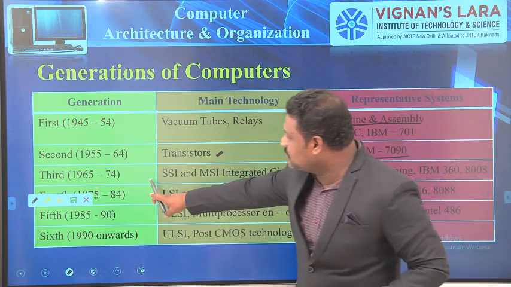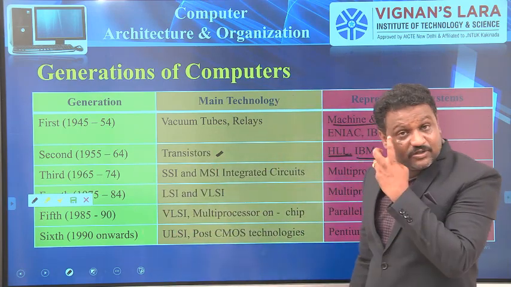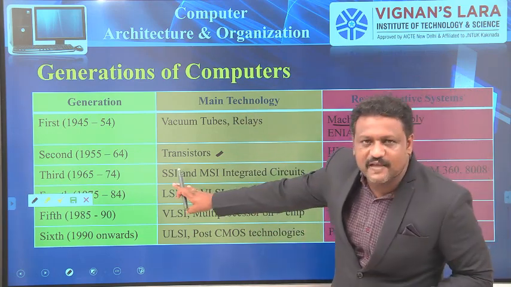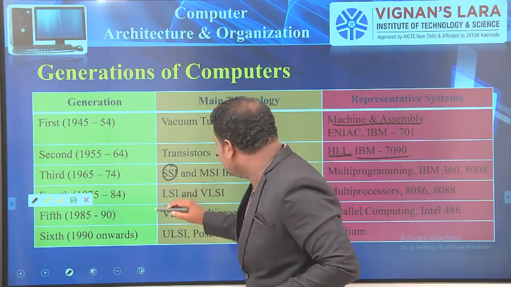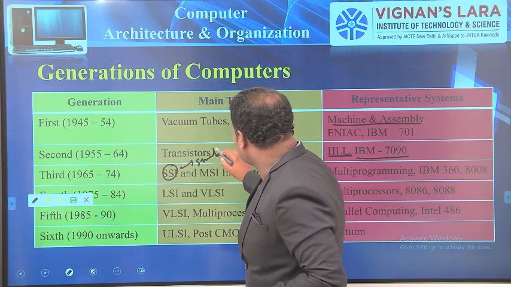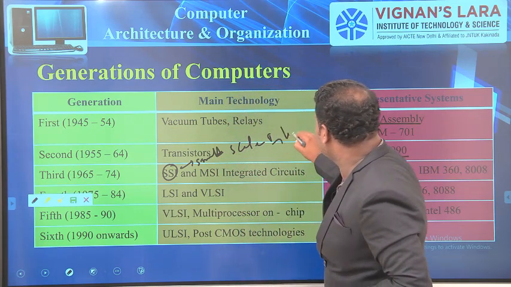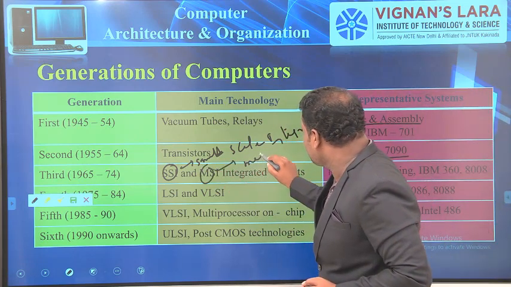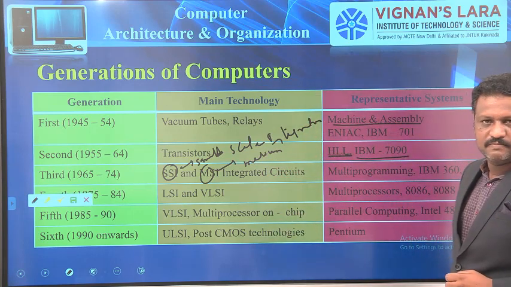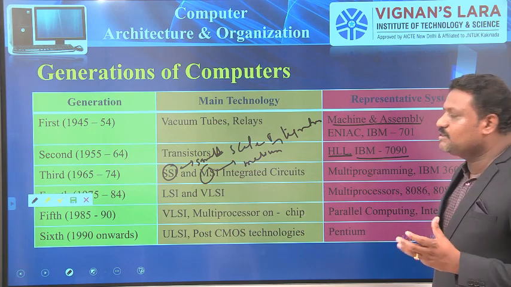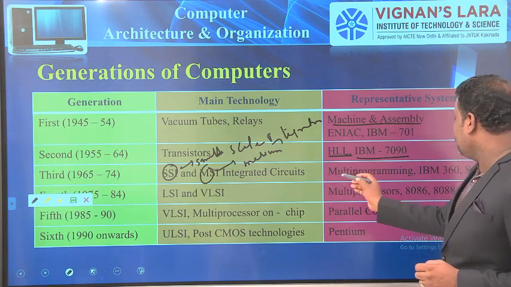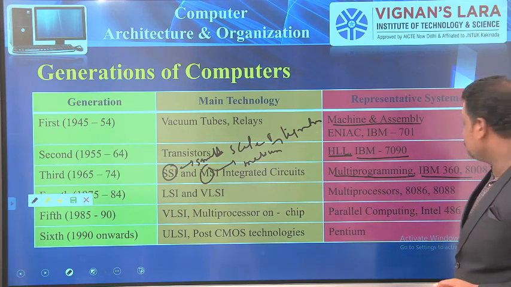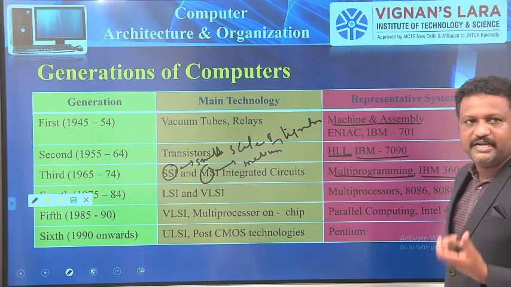And coming to the third generation systems, their duration is 1965 to 1974. These are designed with the help of integrated circuit technology, which is SSI and MSI. SSI means small scale integration. Similarly, MSI means medium scale integration. So IC technology started in the third generation systems. In those systems, the multi-programming concept was introduced. The example systems are IBM 360 as well as the 8008, which is an Intel processor.